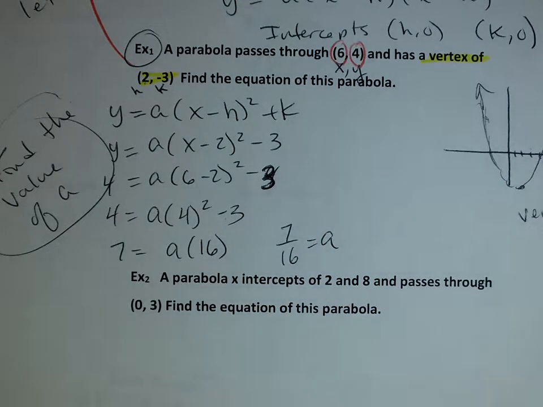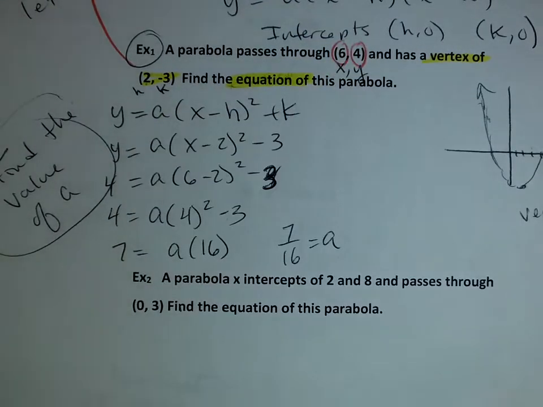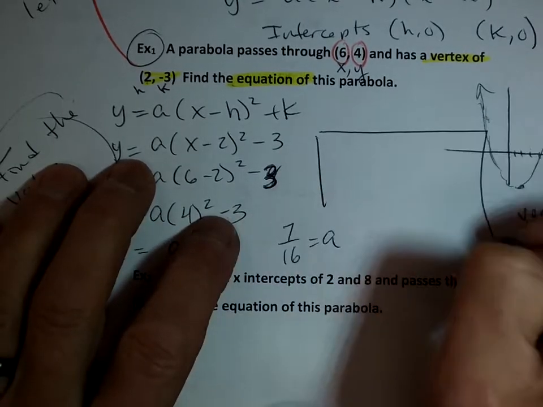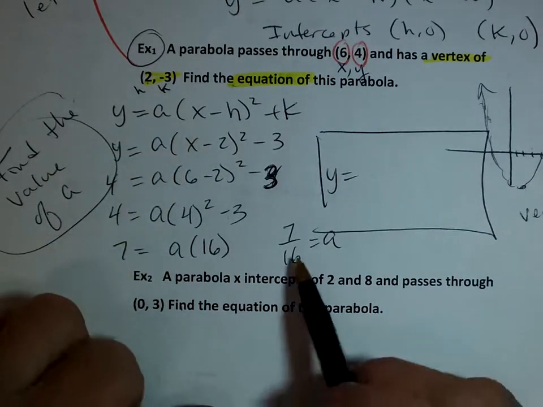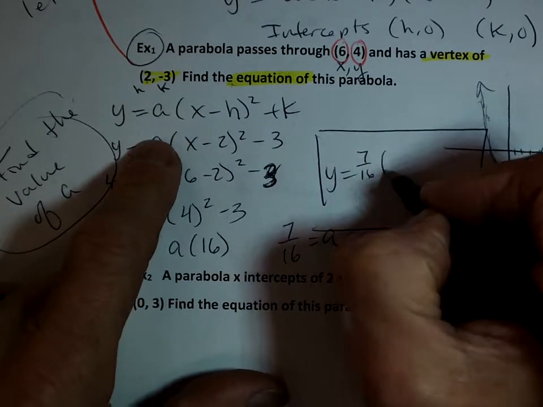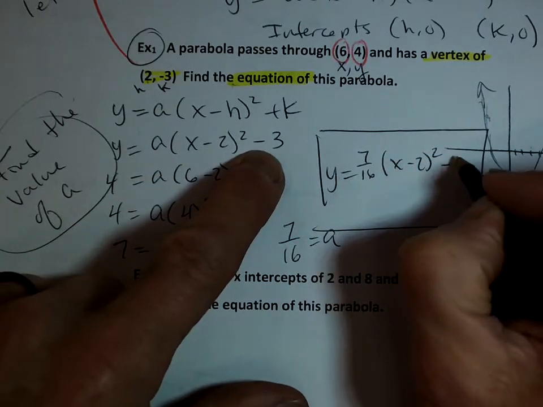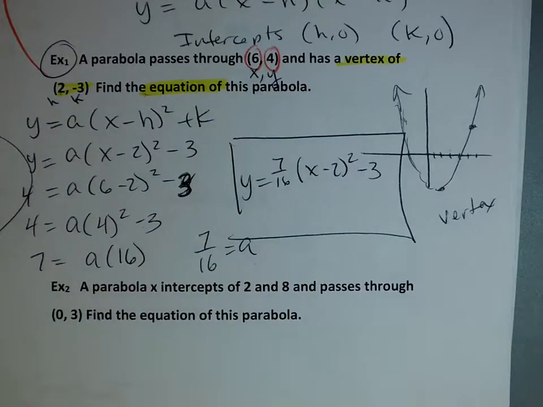Almost done, because I want to find the equation. If I want the equation, then I need to keep x and y as my variables, but I already know what a is, and I know what h and k are. So my grand answer is going to be this: y equals a, and a is 7/16, times (x minus h), or x minus 2, squared, plus k, or minus 3. There's my answer for this parabola. I can throw it on a graphing calculator, and sure enough, it would look like this.